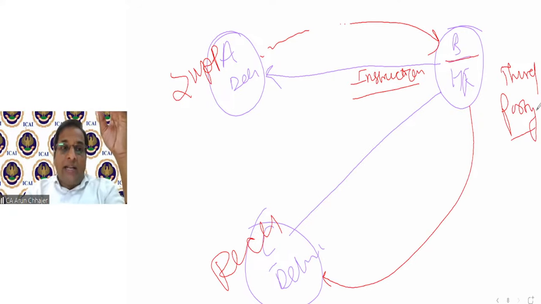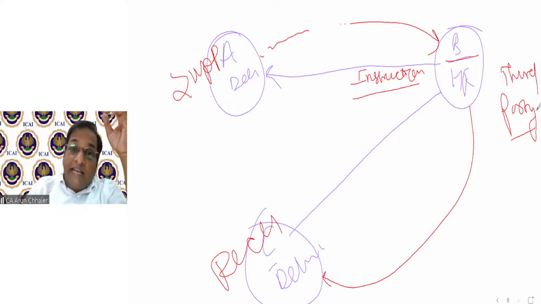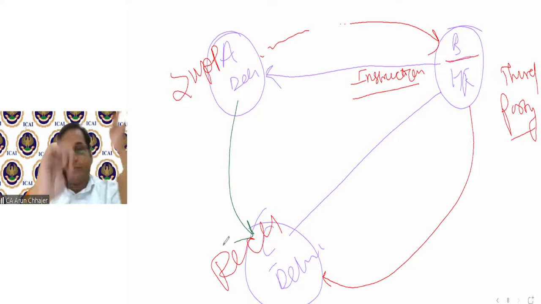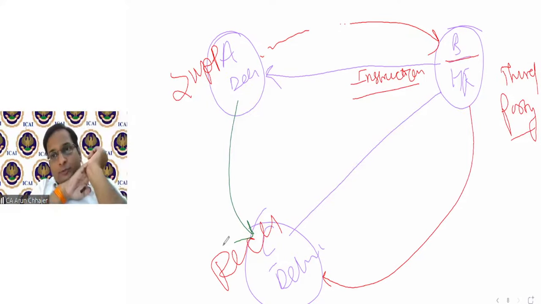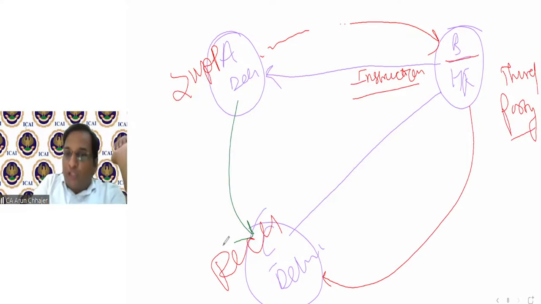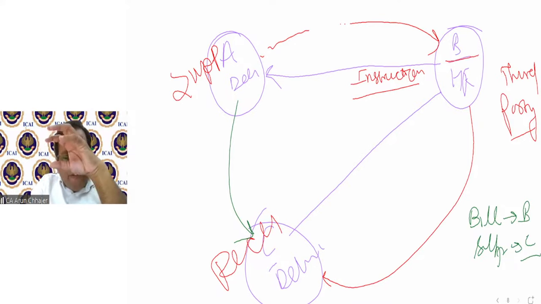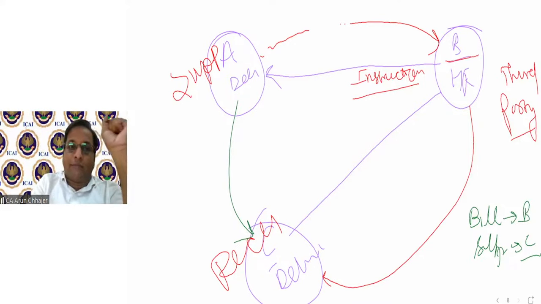But the goods are delivered directly by A to C location. What is that? It is bill to ship to model. Bill to ship to model means this supplier is billing to one party, but he is making the delivery shipping at another location. If this is the case, it is called as bill to ship to model.